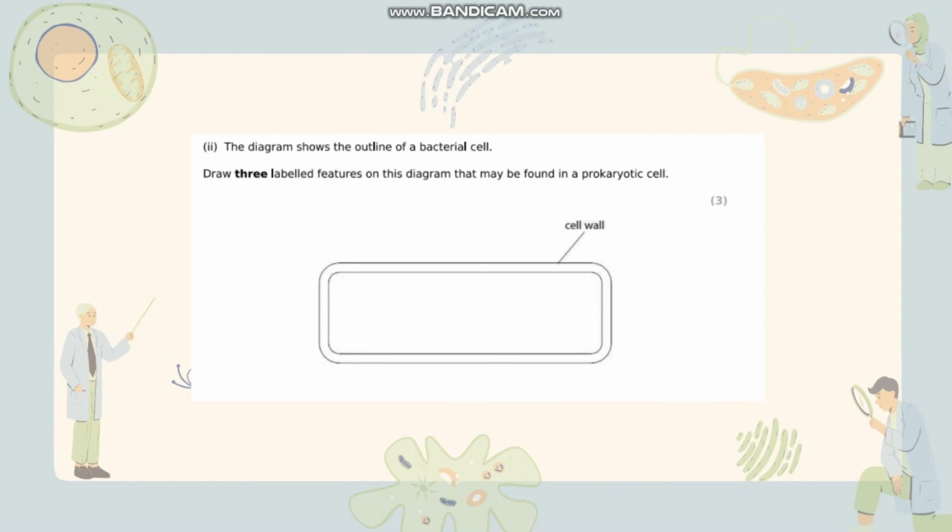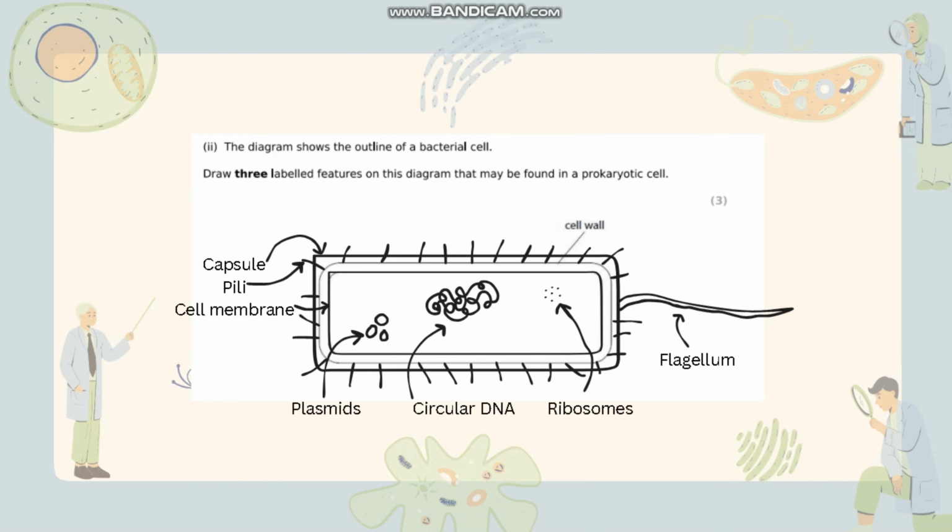The diagram shows the outline of a bacterial cell. Draw three labeled features on this diagram that may be found in a prokaryotic cell. So the cell wall is already drawn. We can draw any three organelles beside the cell wall. You can draw any three among capsule, villi, membrane, plasmids, DNA, ribosomes, and flagellum. I drew all of them for your understanding.